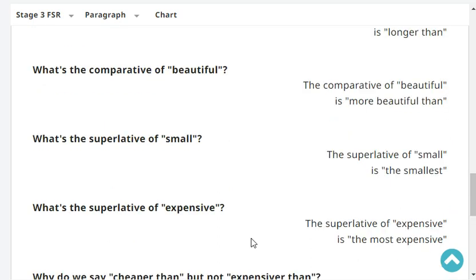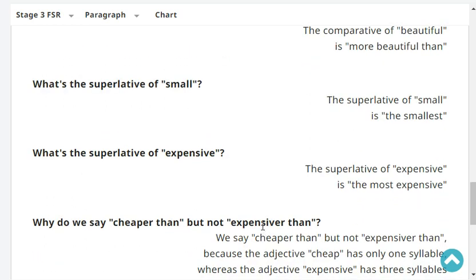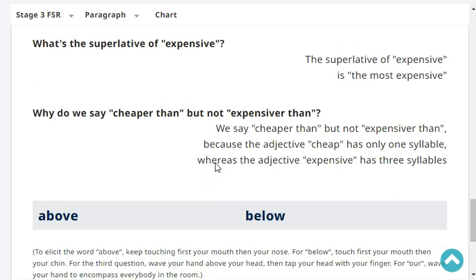What's the superlative of small? The superlative of small is the smallest. The smallest. What's the superlative of expensive? The superlative of expensive is the most expensive. Very good. Okay, so why do we say cheaper than but not expensiver than?